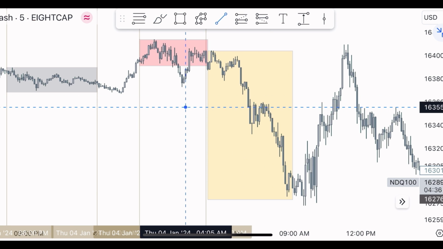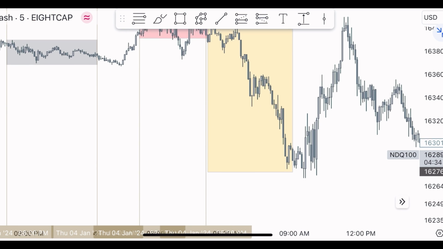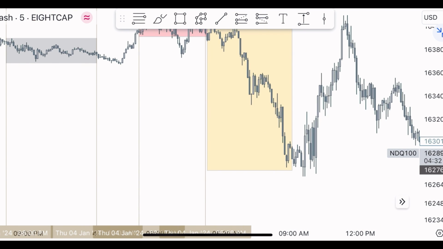Now we got our Asian consolidation, the sweep of the Asian high, and then we got this Judas move or fake move. Now the next thing is the real move, but where will you get this move? You have to wait for certain fair value gaps to be violated. There will be some bearish fair value gaps and they will be violated and become bullish, and that's where you have to get your entry.